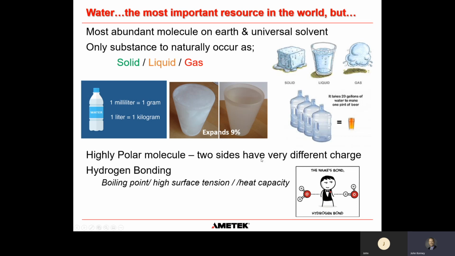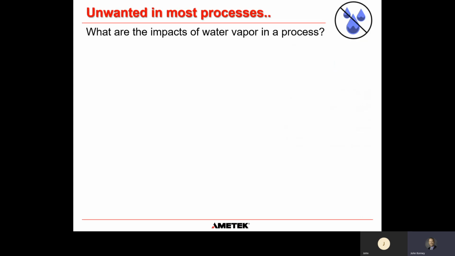But the polarity and hydrogen bonding, you'll see as we talk further into the presentation, are really what drives some of the unique behavior that we see when we try to measure and analyze water in industrial processes. Water or water vapor or moisture content is not something that most processes want. And unfortunately, the processes have very low moisture, and ambient air, no matter where you are in the world, has quite a bit of moisture content in it. So we're always battling that fact that we could have leaks of water vapor into our process and so on.